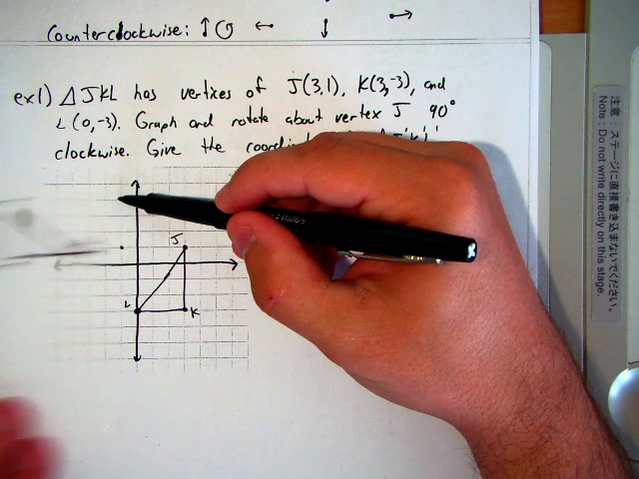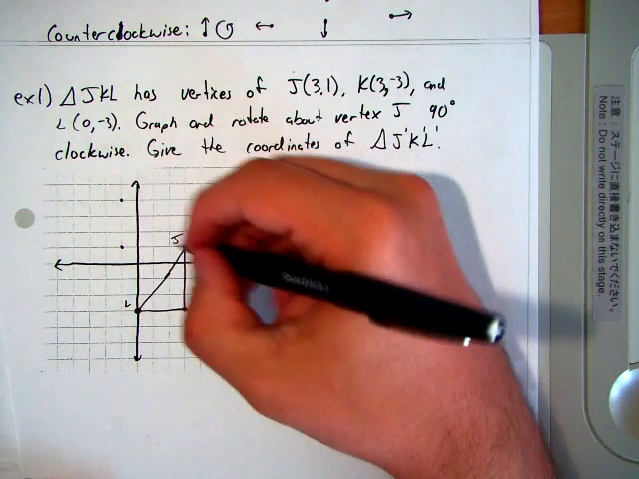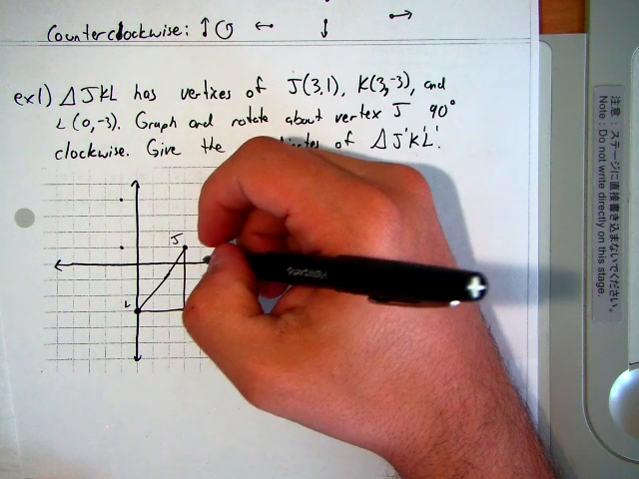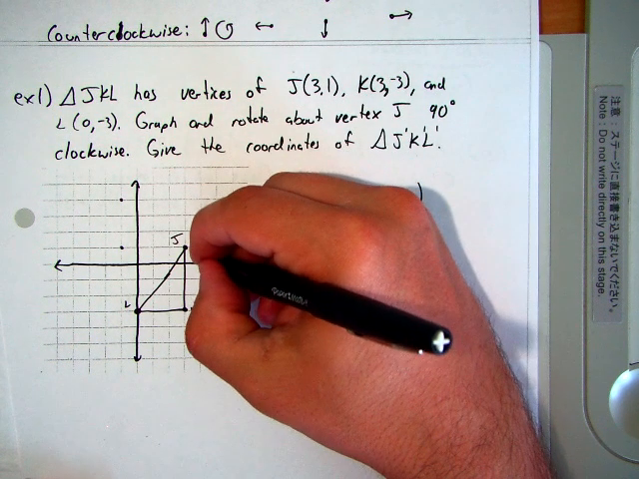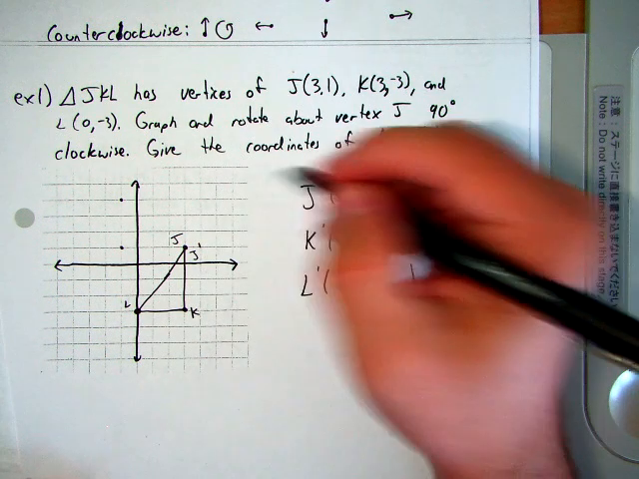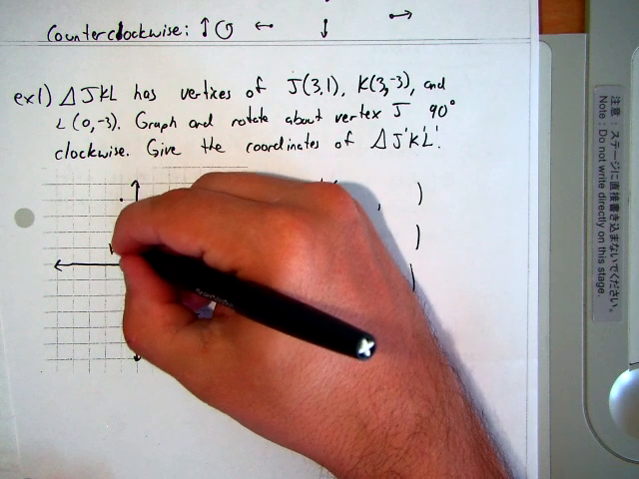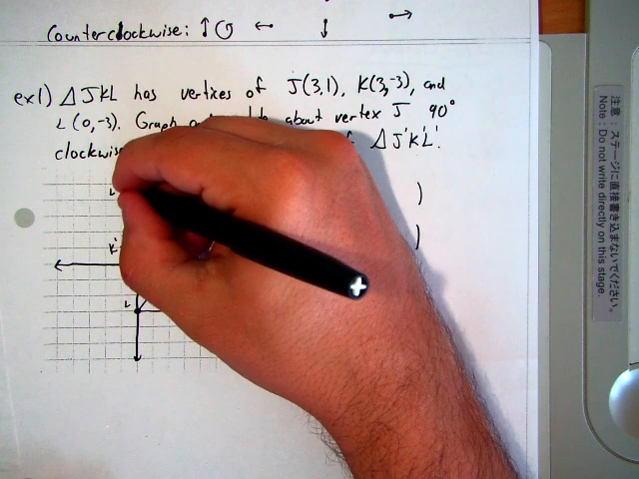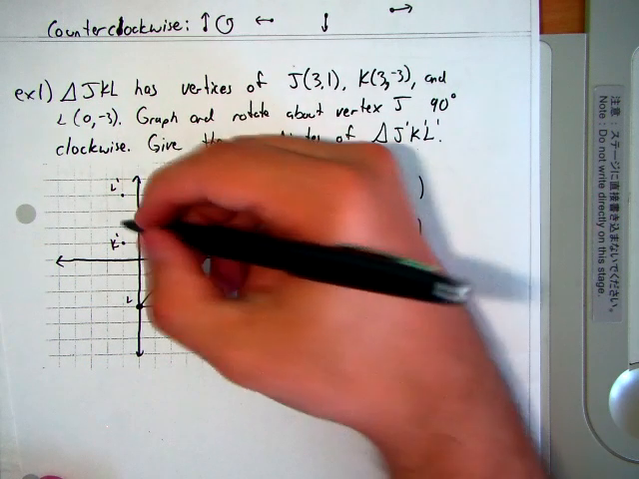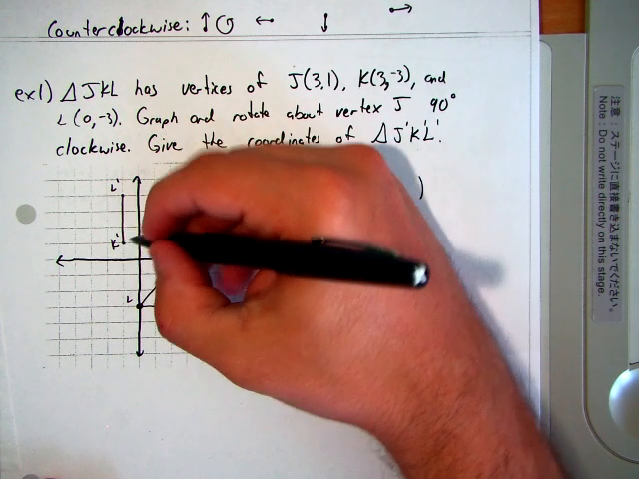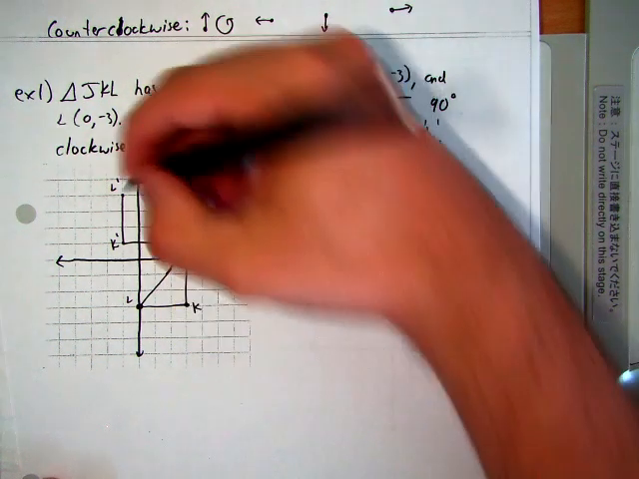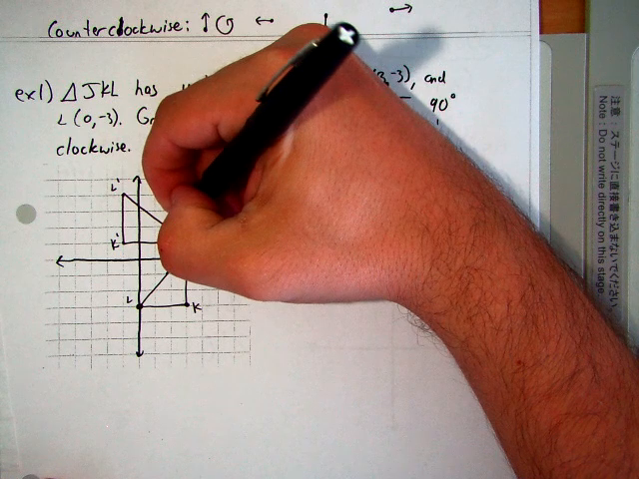And then L should be right here. Now, keep in mind, we've done a transformation, which means that these are now prime. So this is K prime, this is L prime. So my new triangle looks like that.